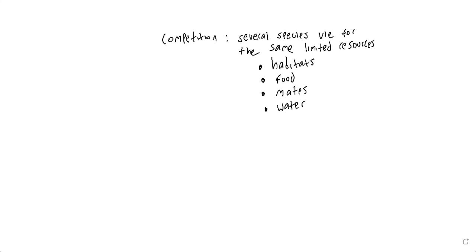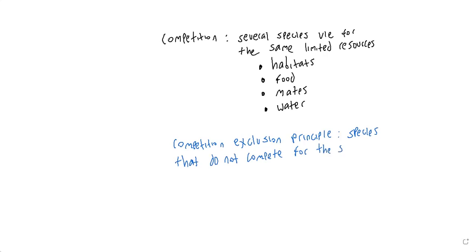And in competition, we have something called the competition exclusion principle. And we'll talk about this first, even though it's last on the outline. The outline has the more scientific definitions, but this is more or less that species that do not compete for the same resources thrive in their environments.